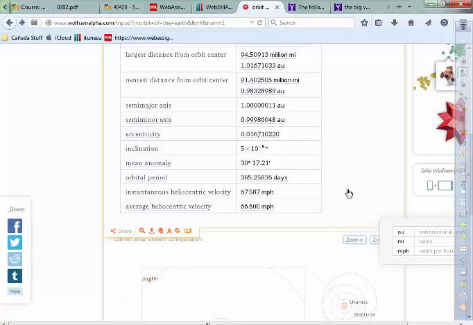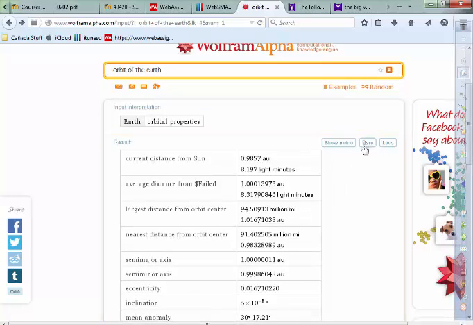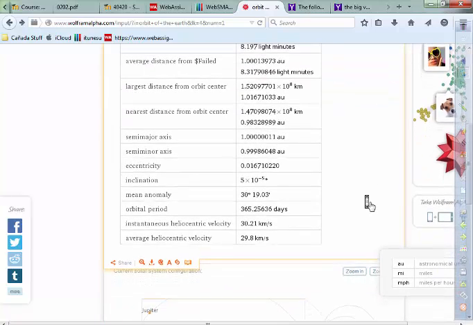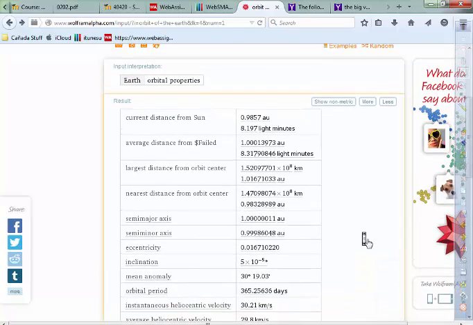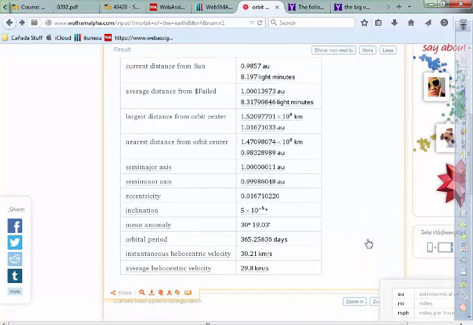Can I change metrics? I don't want to see metric. I think it's too early, too late. Yeah, that would make sense.